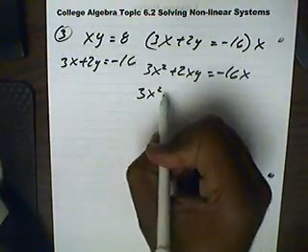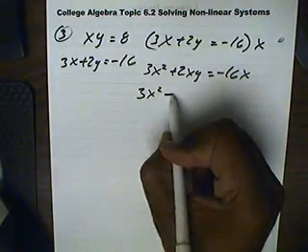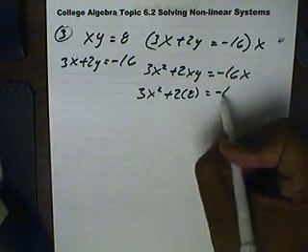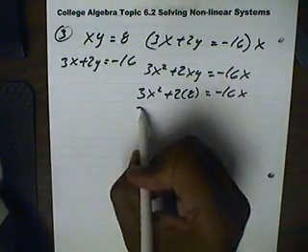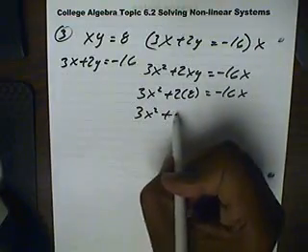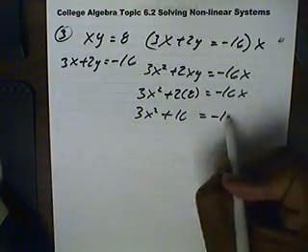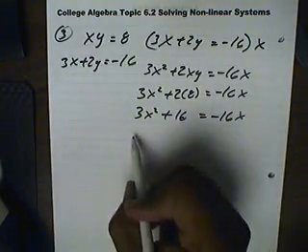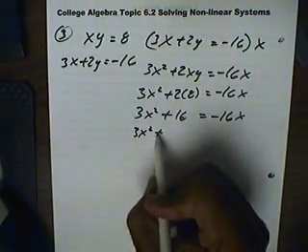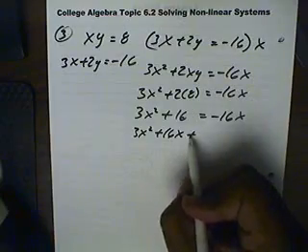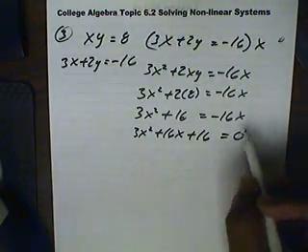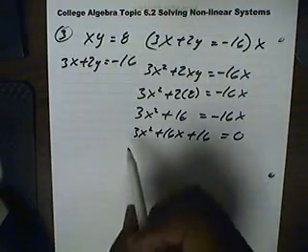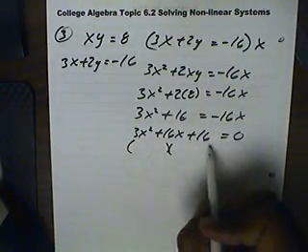So 3x squared plus 2 times 8 is going to equal negative 16x. The 2 times 8 will become 16. Then I pull my negative 16x to the other side as a positive 16x, and it'll become 3x squared plus 16x plus 16, all set equal to 0. And now I have a quadratic that I can solve by factoring.